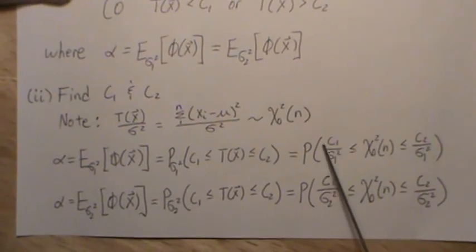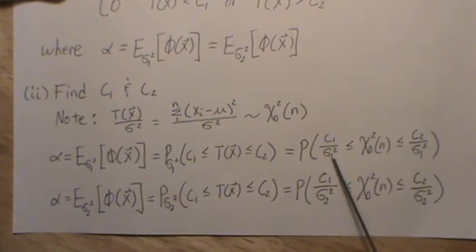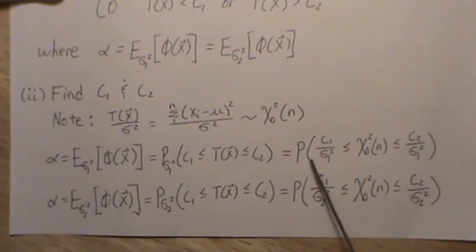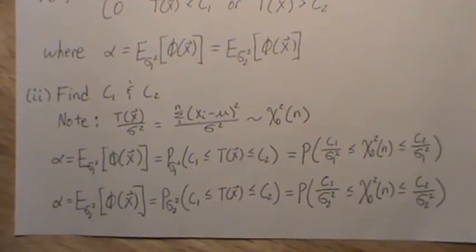Now here, we want C1 and C2. So if this one is called chi-square sub delta 1, then we can solve for C1. So C1 is sigma 1 squared times that chi-square value. Now this is how we go about it. So let me show a picture of what's going on.